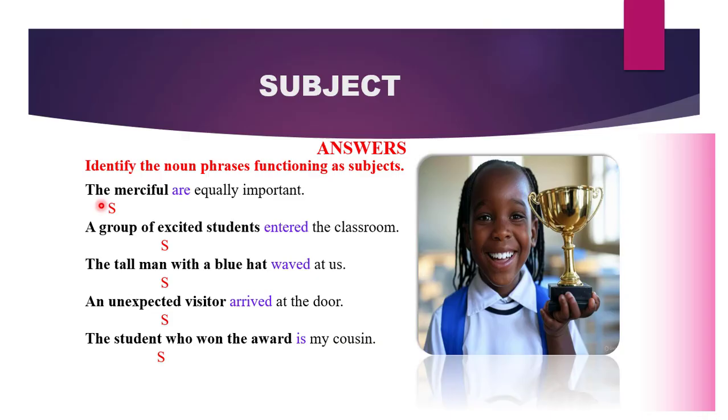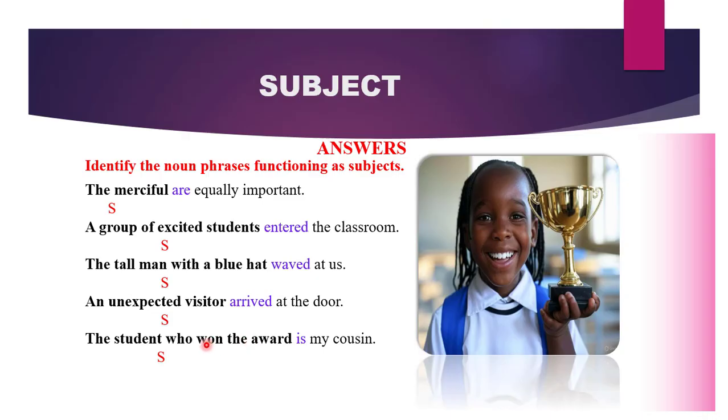In the first one, the merciful are equally important. The merciful is our subject. All that you need to do is to find your main verb, and whatever comes before it becomes your subject. The tall man with a blue hat is our subject, and he is the one that performs the action wave. An unexpected visitor is our subject in the sentence.